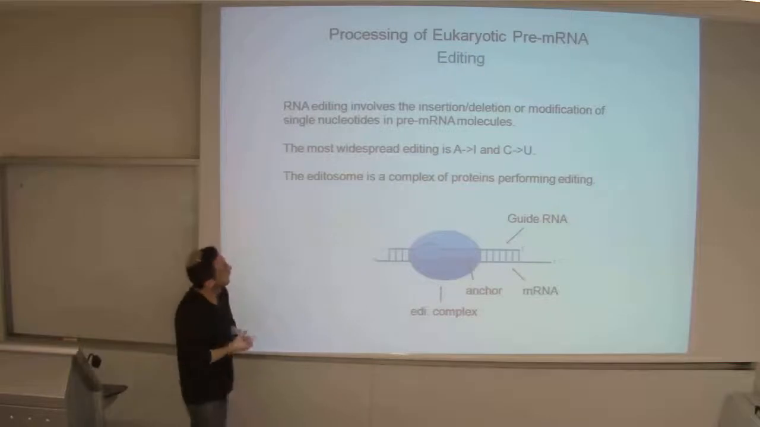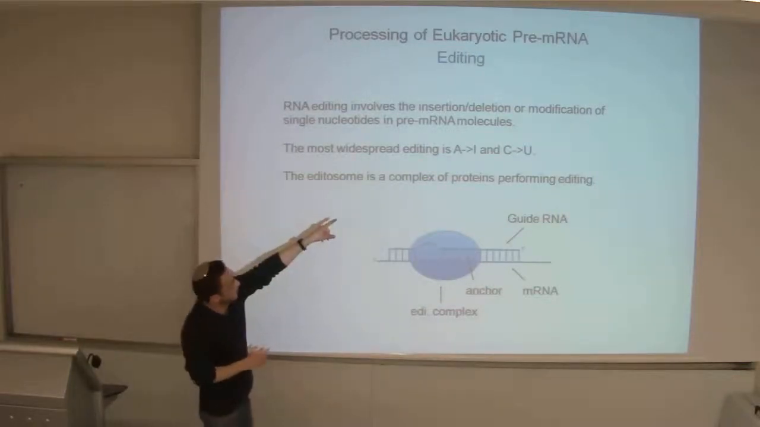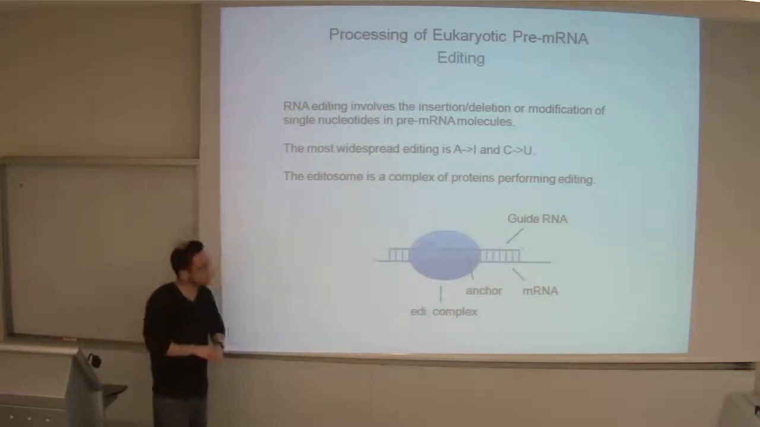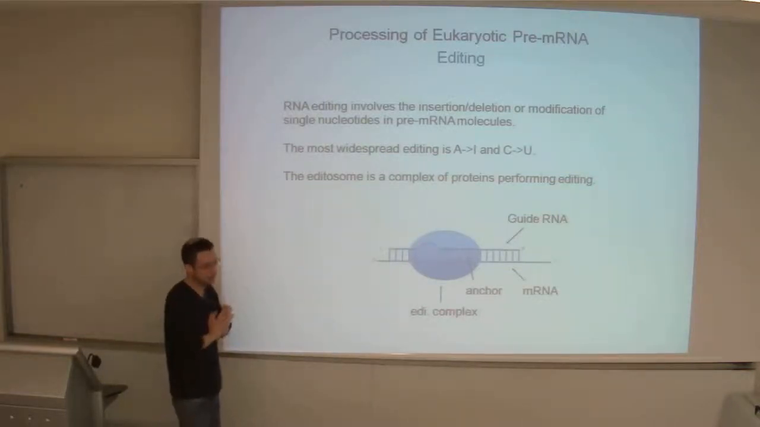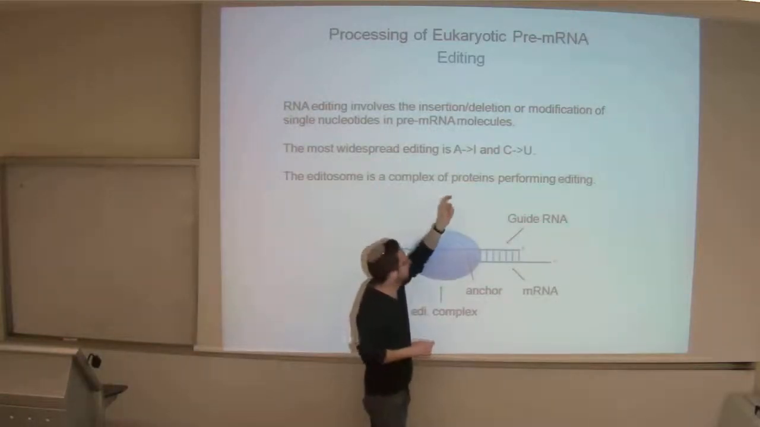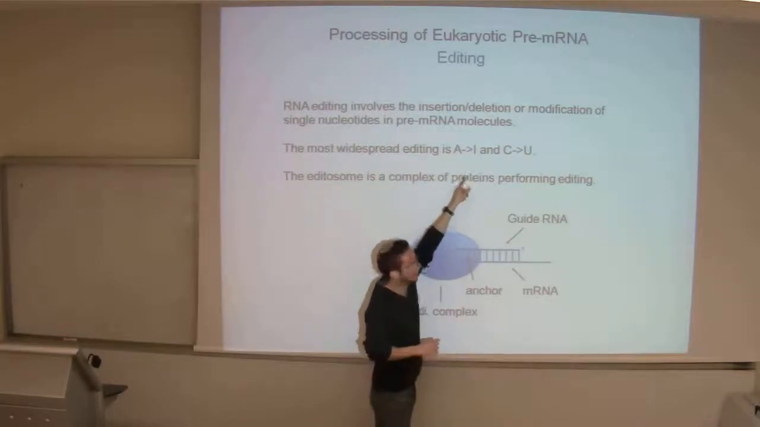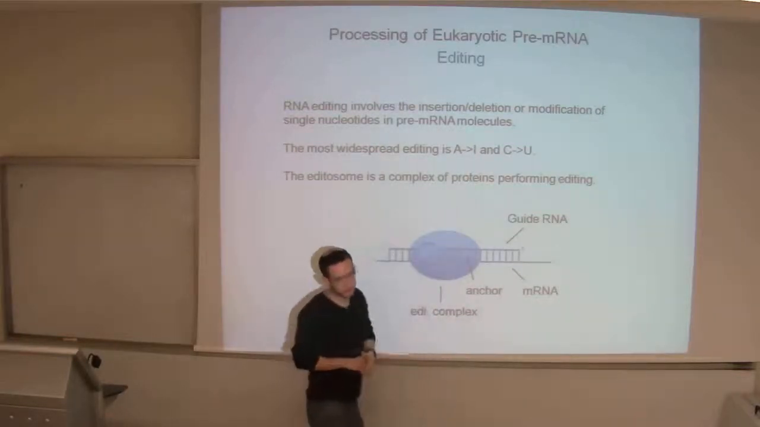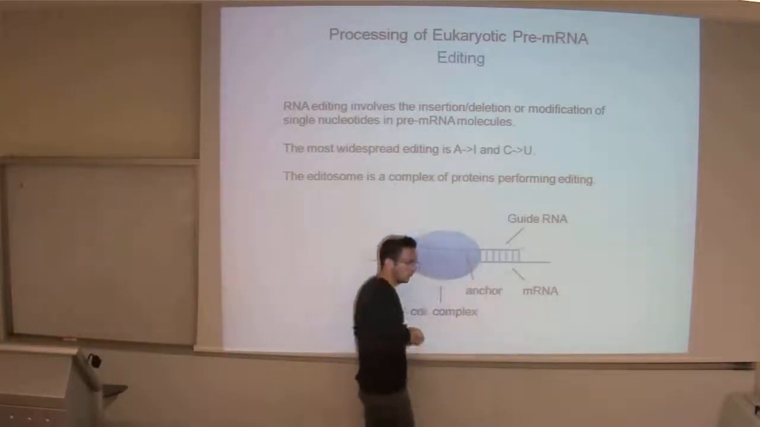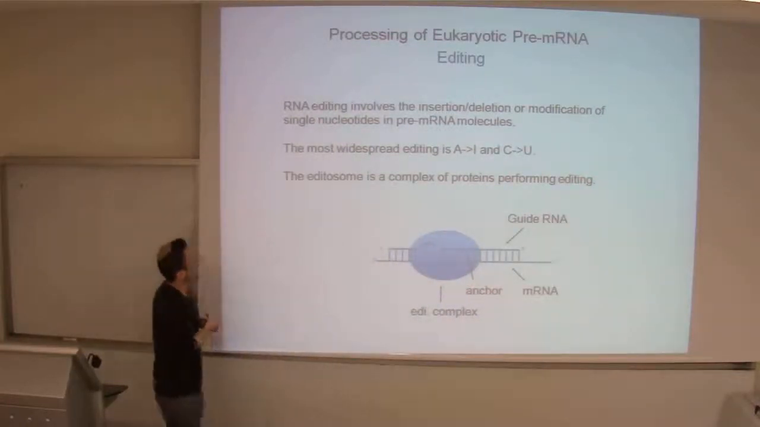So editing is the process where there is an insertion, a deletion, or a modification of a single nucleotide in the pre-mRNA molecules, again only it's going to become an immature RNA. The most widely occurring editing switches are from A to I, another kind of nucleotide that was not mentioned yet, and from C to U, two nucleotides which change their structure.